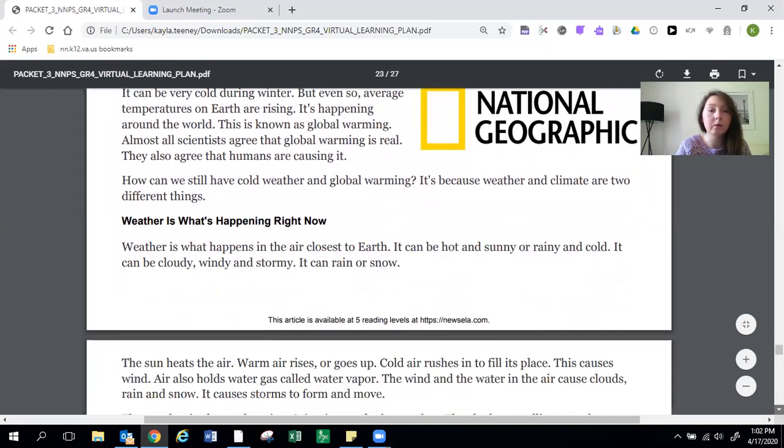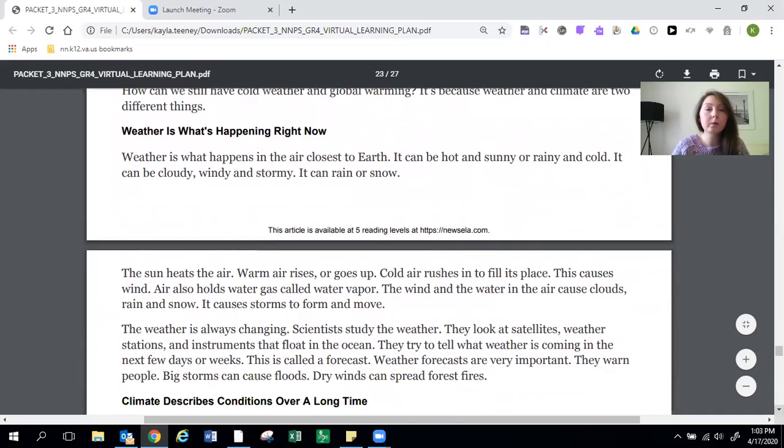Weather is what's happening right now. Weather is what happens in the air closest to Earth. It can be hot and sunny or rainy and cold. It could be cloudy, windy, and stormy. It can rain or snow. The sun heats the air. Warm air rises or goes up. Cold air rushes in to fill its place. This causes wind. Air also holds water gas called water vapor. The wind and the water in the air cause clouds, rain, and snow. It causes storms to form and move.